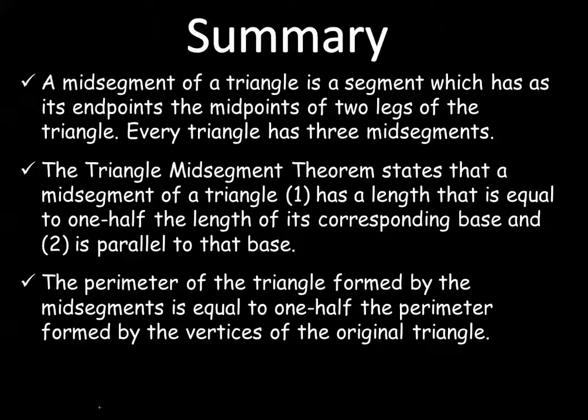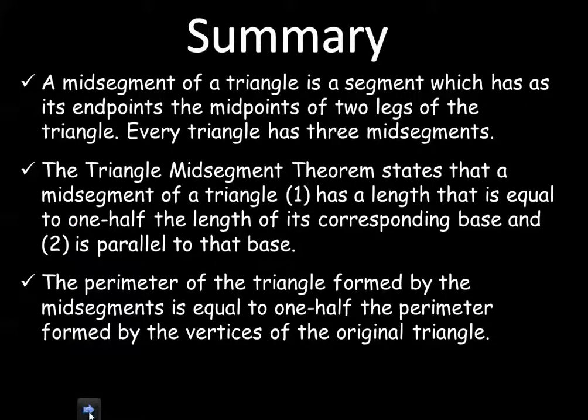Okay, a midsegment of a triangle is a segment whose endpoints are the midpoints of 2 legs of the triangle. Every triangle has 3 midsegments. The triangle midsegment theorem states that the midsegment of a triangle 1 has a length that is equal to 1/2 the length of its corresponding base, and 2 is parallel to that base. The perimeter of the triangle formed by the midsegments is equal to 1/2 the perimeter formed by the vertices of the original triangle.